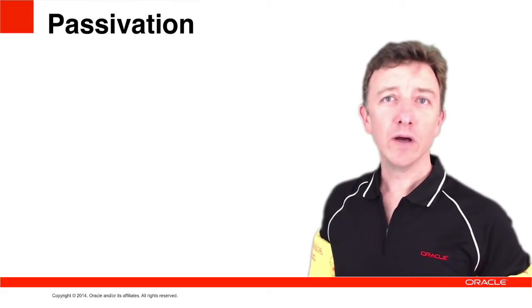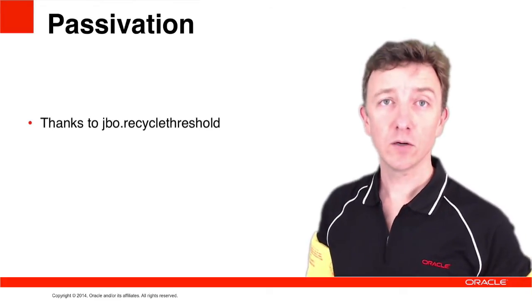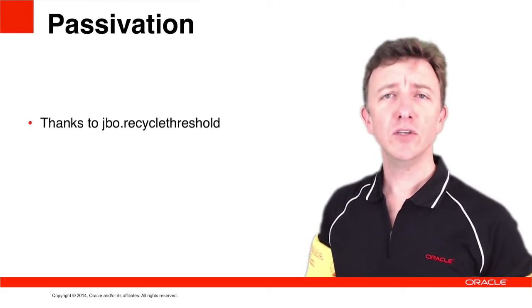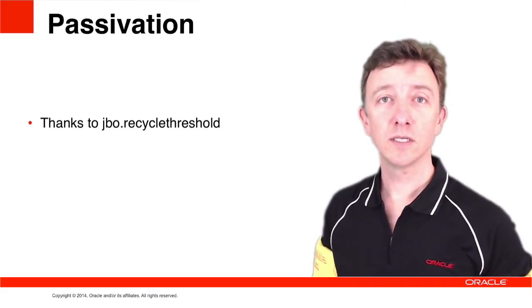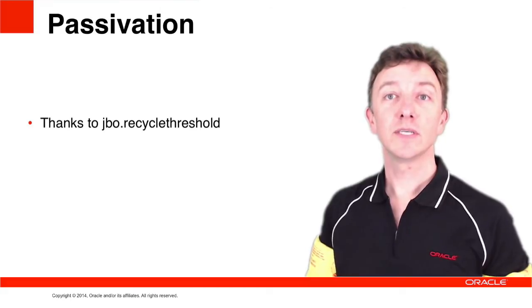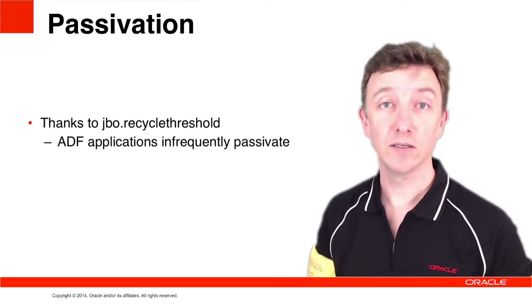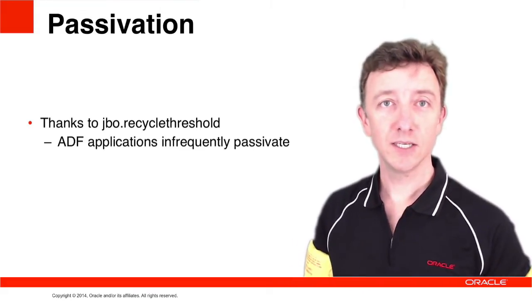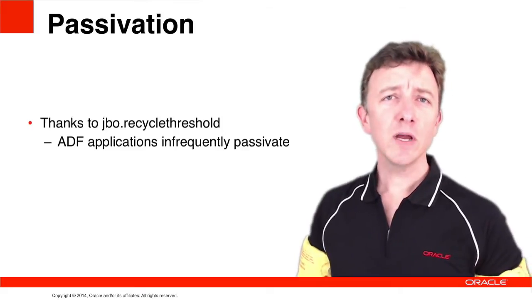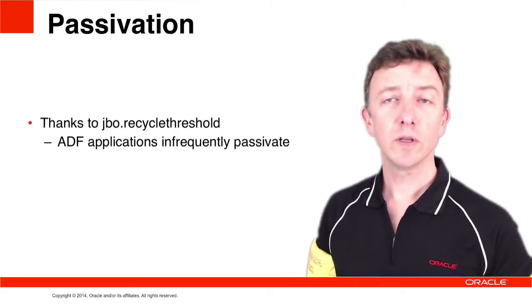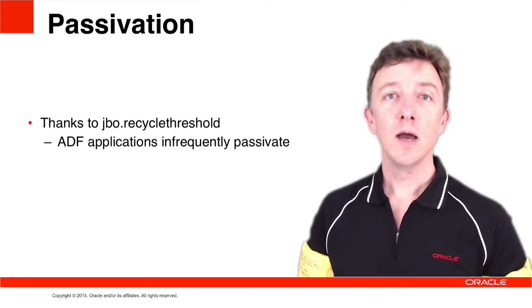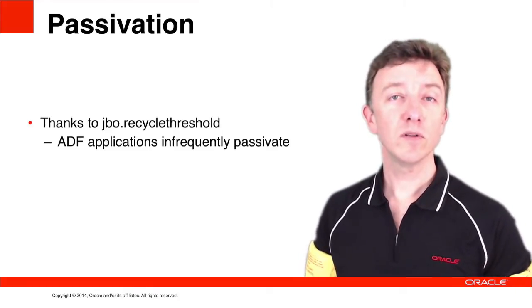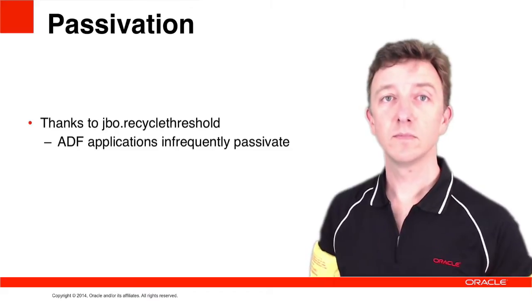As we remember, thanks to the JBO recycle threshold option, if we receive a new session request and all the application modules in the pool are referenced, a least recently used referenced application module will be passivated, so it can be reused by another session. If the JBO recycle threshold is tuned appropriately for throughput, where we want to avoid passivations altogether, passivations and activations hopefully should be a rare event.